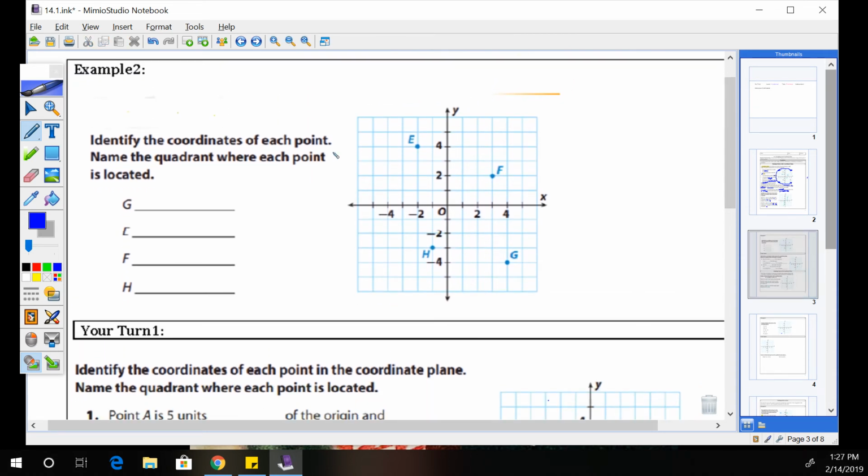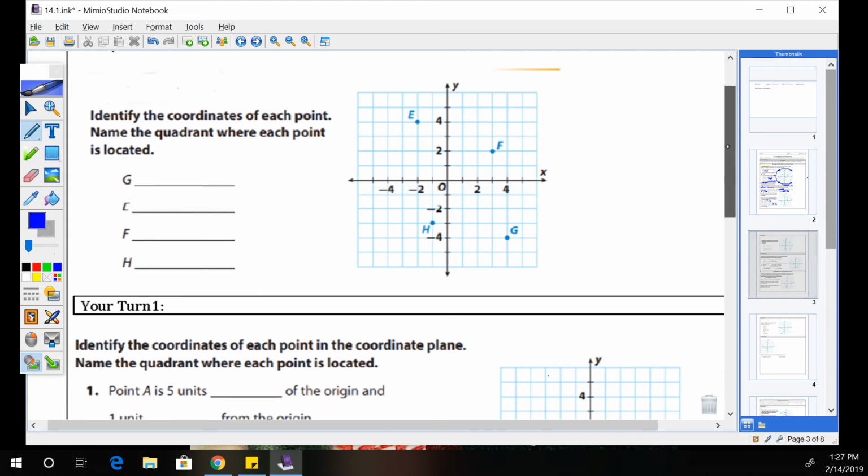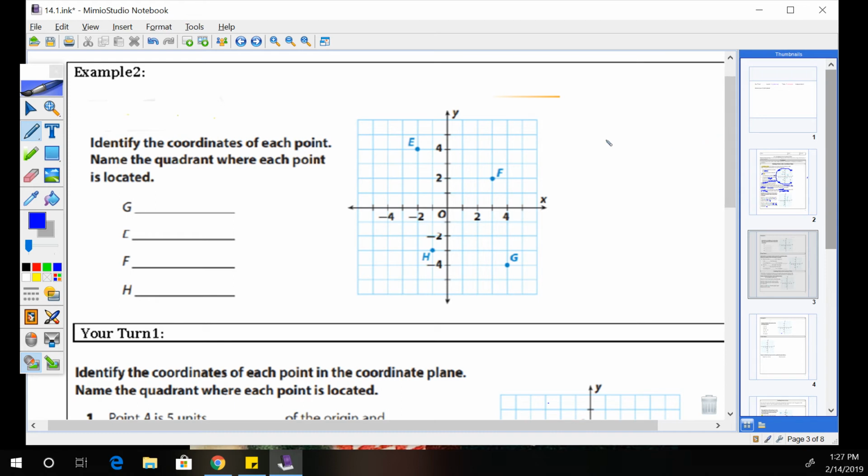Okay, example 2. We're going to do a couple of examples so you can know how to come up with the ordered pairs, second page, and how to tell which quadrant they are in. The first one, letter G. If you look at letter G on the coordinate plane, which quadrant is letter G at?